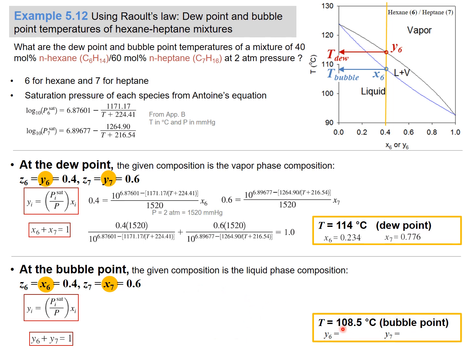Then finally you get the bubble point. That was 108.5 Celsius degrees here. And then at this temperature, you can calculate the composition of the vapor phase. So that is the Y6, this point. That's it for Raoult's law.